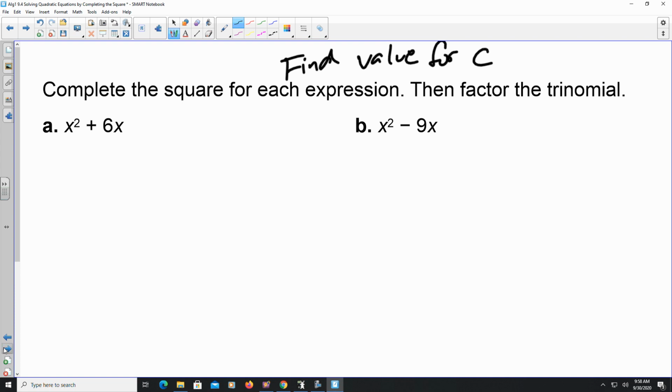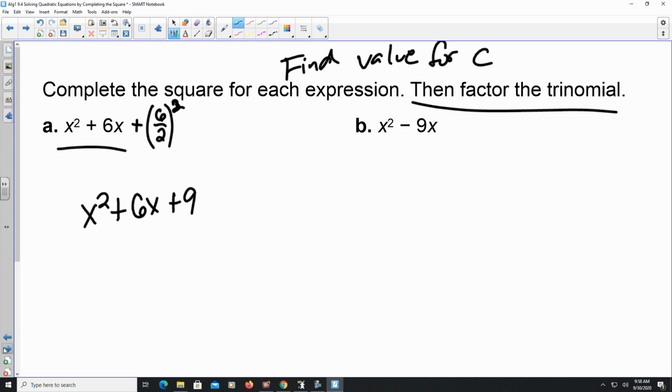In this instance, I have x squared plus 6x. So it's going to be plus, well, b is 6, so this is just going to be 6 divided by 2, and then, sorry, squared, not cubed. 6 divided by 2 is 3, and 3 squared is 9. So my completed square is x squared plus 6x plus 9. That's how I can complete the square on this one.